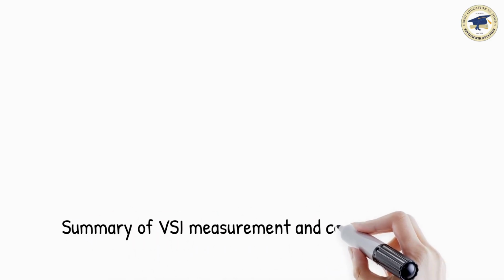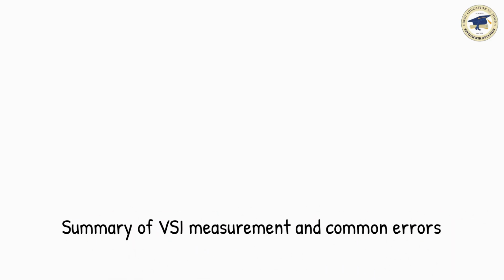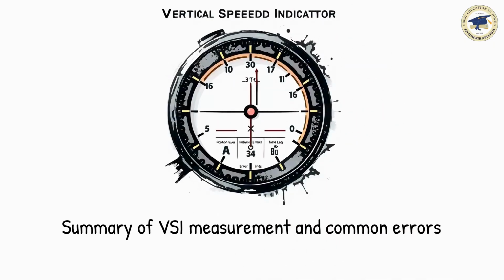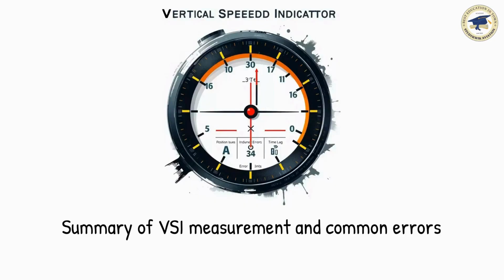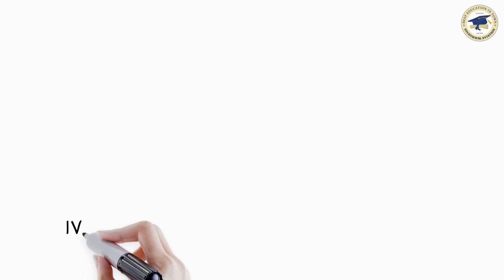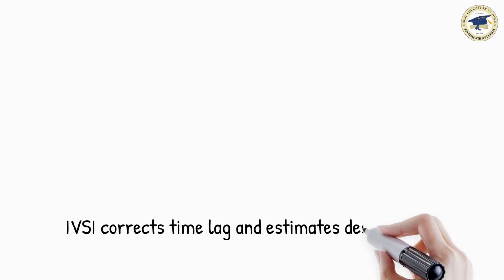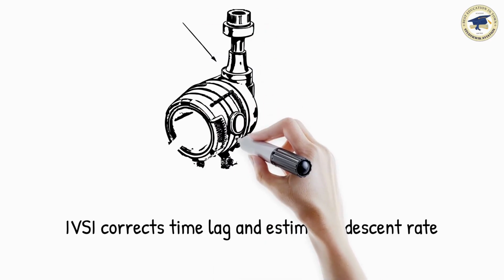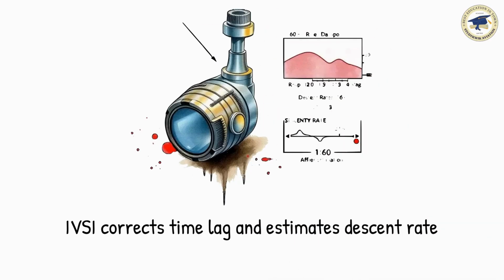Summary: the VSI measures vertical speed using static pressure changes. Errors include instrument, position, maneuver-induced, and time lag, all expected in normal operation. The IVSI corrects time lag using a dashpot for instantaneous readings. Rate of descent can be estimated using the 1 to 60 rule or simple formula.